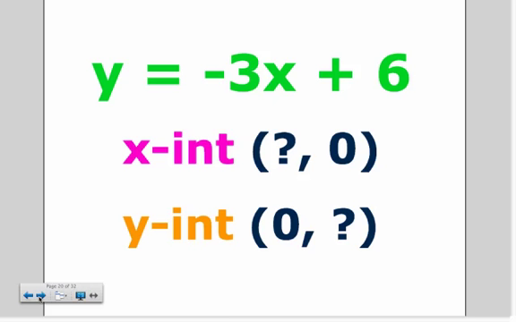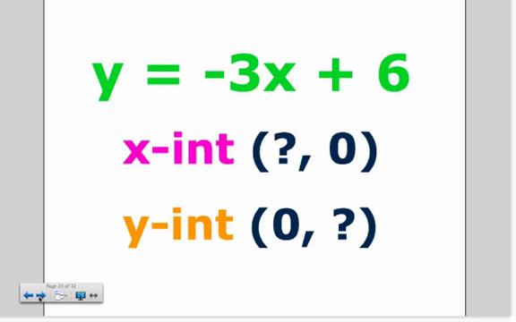I'm going to show you two different examples. In one equation the slope is a whole number, and in the other the slope is a fraction. We're going to find both the x and y intercepts, and then plot them on a graph, so we can see a visual model of what the x and y intercepts look like.